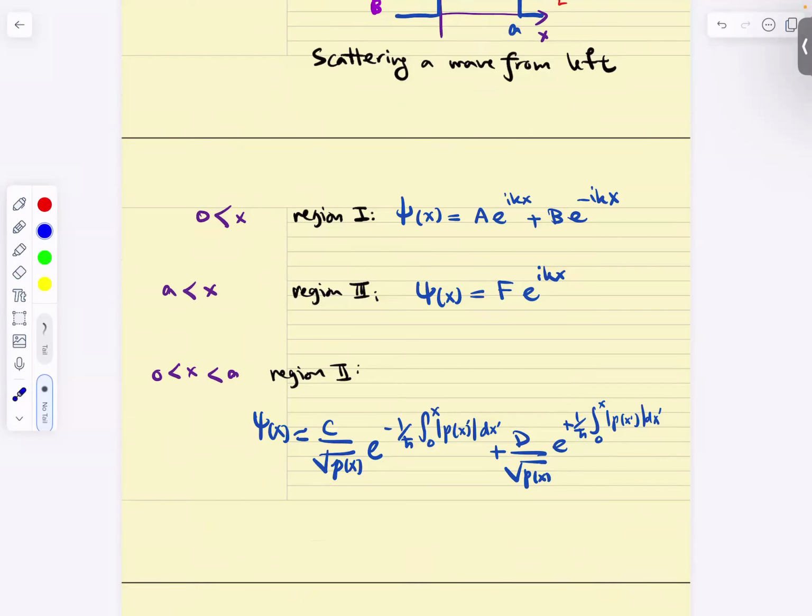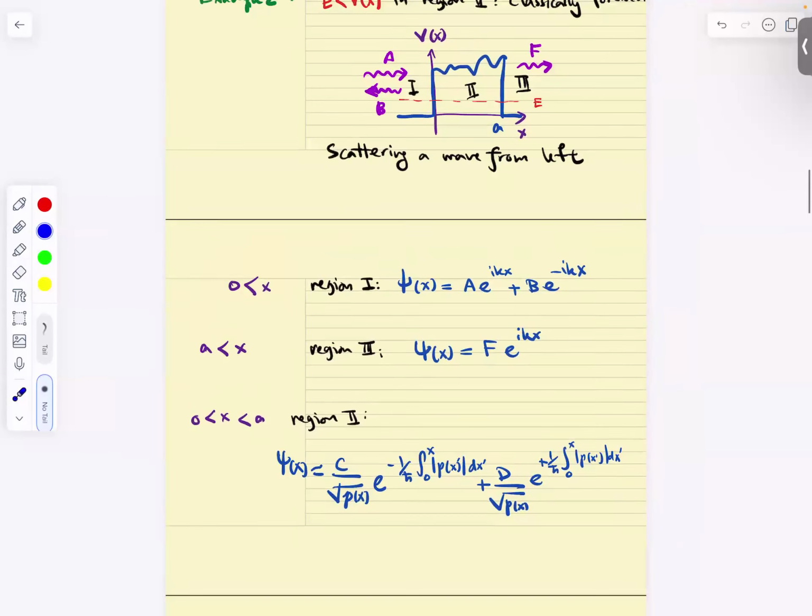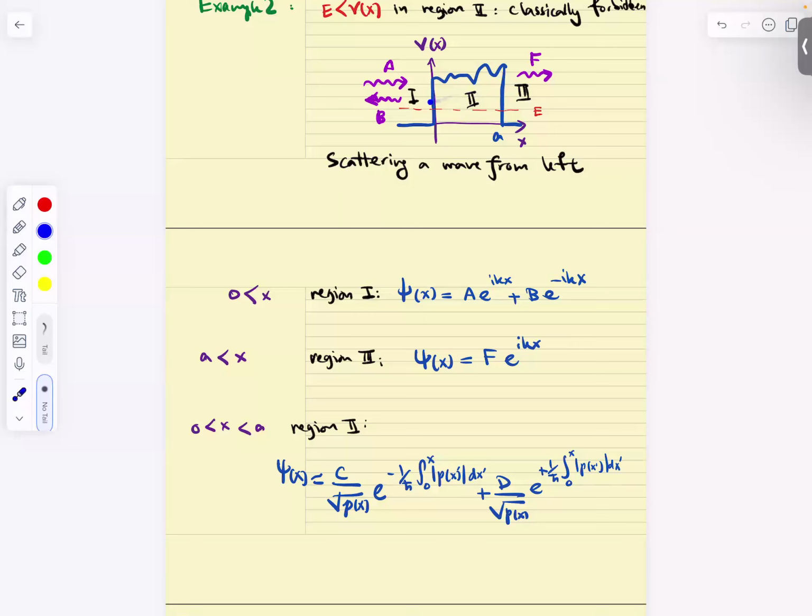So I'm going to simplify your life. If this barrier is very wide or very tall, this exponentially growing coefficient has to be very, very small.